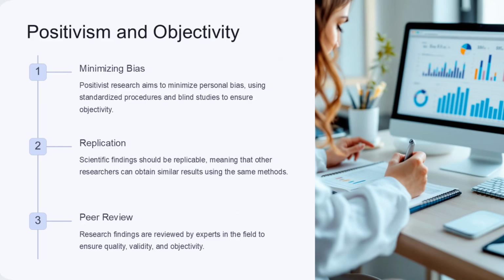Positivist research aims to eliminate personal biases and ensure objectivity through standardized procedures and blind studies. Replicability is a key principle. Findings should be reproducible by other researchers using the same methods. Peer review by experts in the field helps validate the quality, validity, and objectivity of the research.